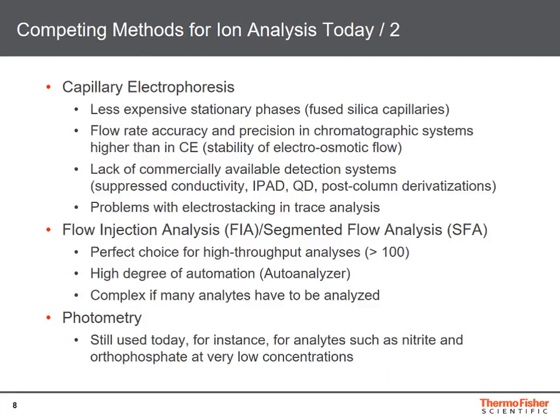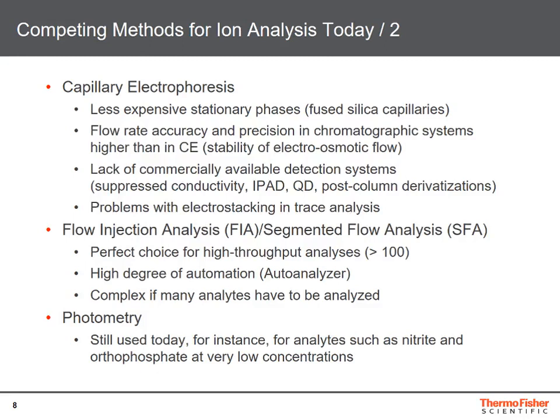However, flow rate accuracy and precision in chromatographic systems are much higher in comparison to CE, and this is due to the relative instability of the electroosmotic flow. There's another fundamental problem with CE for small molecular weight ion analysis, and this is a lack of the most dominant detection system, and that is suppressed conductivity, which is still not available even with the most modern CE systems today. Also, when it comes to trace analysis, we see a number of problems with electrostacking techniques in CE.